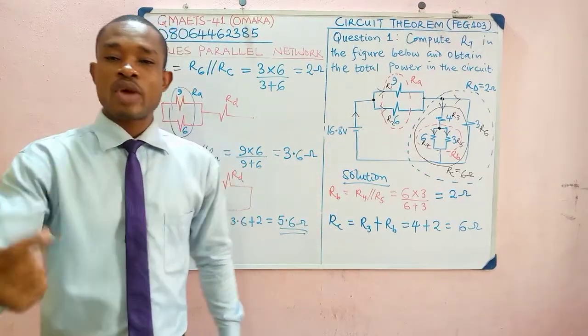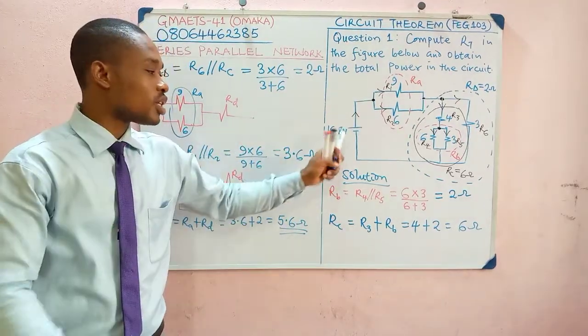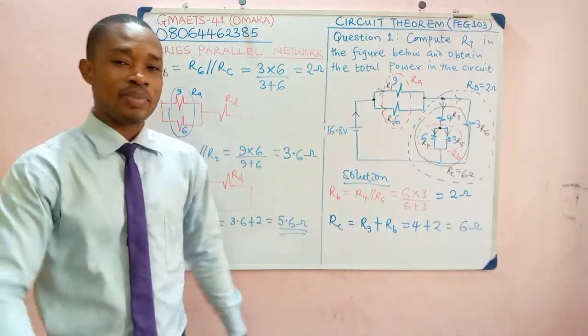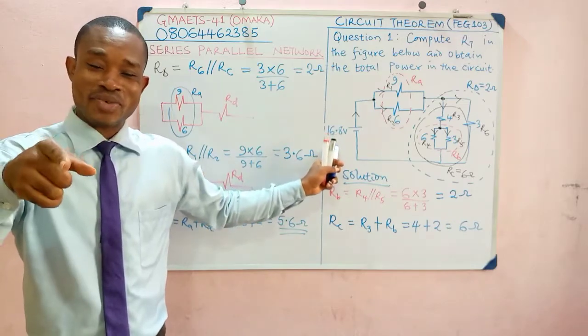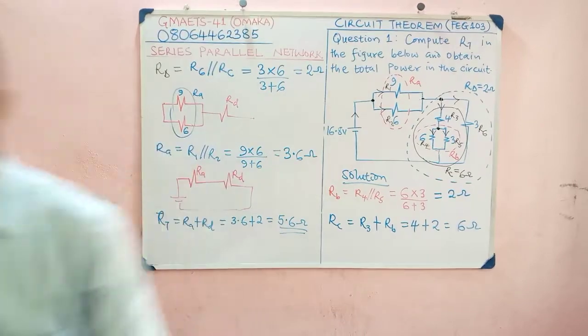We're going to take a short break. When we come back, we'll calculate the total power using the square of the total voltage in the circuit divided by the total resistance that we obtained.